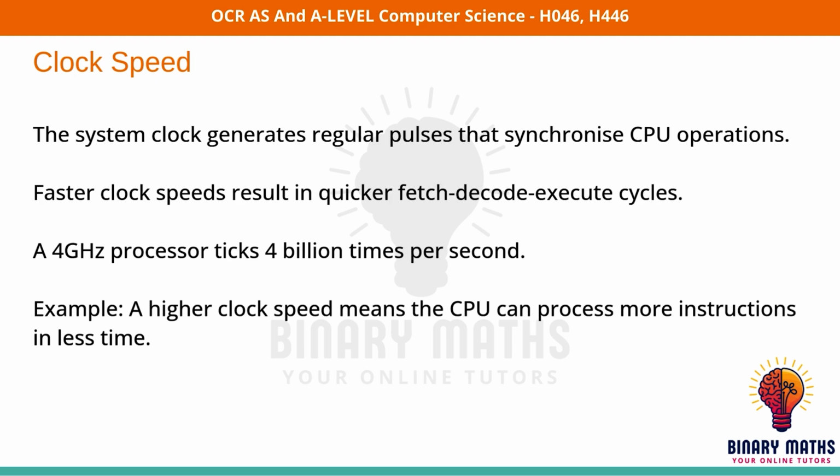The system clock generates regular pulses that synchronize CPU operations. Faster clock speeds result in quicker fetch, decode, execute cycles. For instance, a 4 GHz processor ticks 4 billion times per second, meaning it can process more instructions in less time. This high frequency allows the CPU to perform more operations per second, which is critical for tasks that require rapid processing, such as gaming and real-time data analysis.